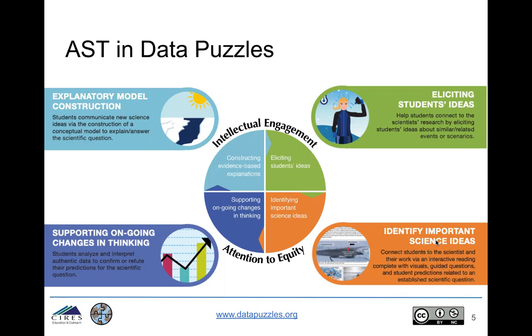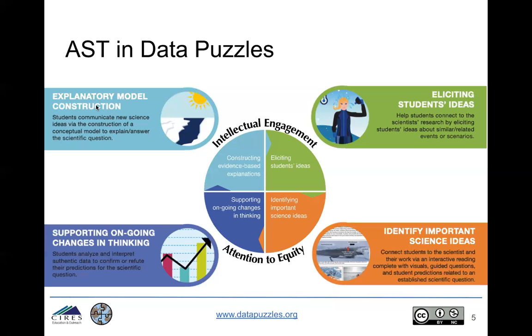Included in this identifying important science ideas practice, we ask students to identify the investigative question, the question scientists are investigating, and make a prediction about that question. And then they'll investigate that question and test their prediction in this supporting ongoing changes in thinking practice. So students are going to analyze that authentic data set that is presented in the text. Putting the pieces of the puzzle together at the end.